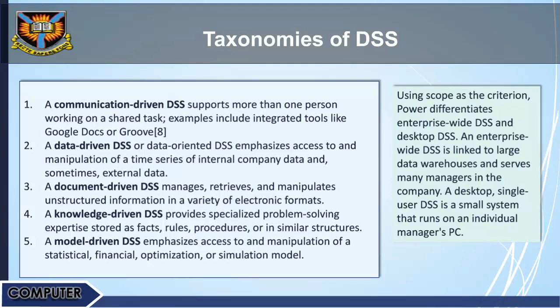Using scope as a criterion, Parr differentiates enterprise-wide DSS and desktop DSS. An enterprise-wide DSS is linked to large data warehouses and serves many managers in the company. A desktop single-user DSS is a small system that runs on an individual manager's PC.